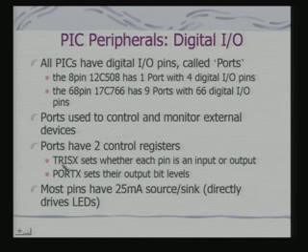The X in TRISX and PORTX is the port identity. If I have ports A, B, C, D, X will be replaced by A, B, C, D. TRIS sets whether each pin is an input or output pin, that is, the direction of input or output. PORT X sets their output bit levels. Most pins typically have 25 milliamp source or sink capability, so that they can directly drive LEDs.